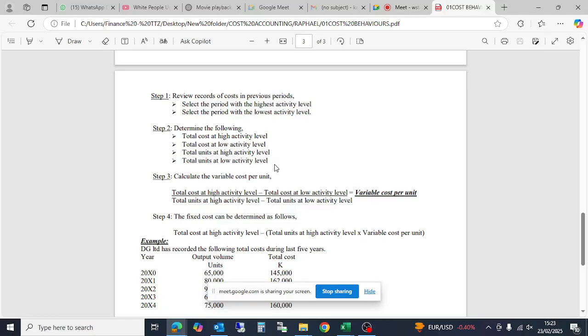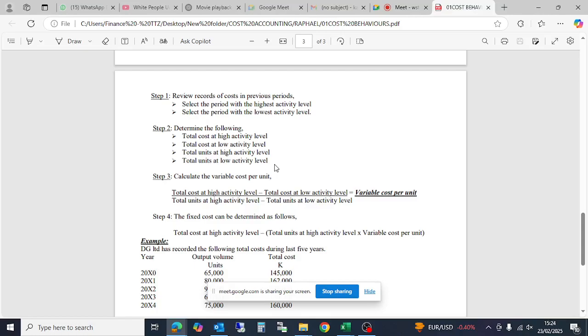After you find the variable cost per unit, you can use that to find the total variable cost. And when you have the total variable cost, you can subtract it from the total cost to get the fixed cost. Because the total cost of doing business is fixed cost plus variable cost. You agree with me, sir, right?